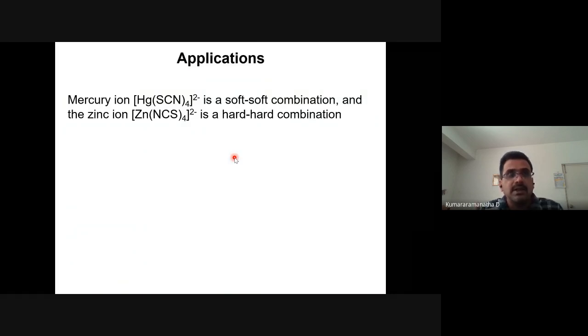Now, as I told you at the beginning of the class, how do you know that sulfur is binding to mercury? Because mercury 2 plus is a soft acid and thiocyanide is a soft base, so it is a soft combination. Whereas zinc and cyanide, like NCS, will form a hard combination. That is the reason why zinc reacts with nitrogen, and mercury reacts with sulfur.